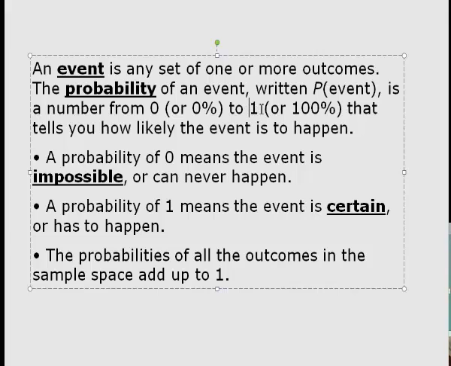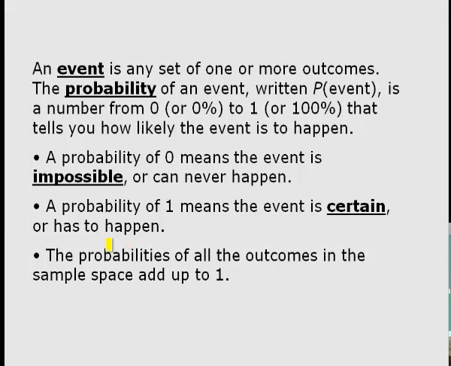So the event is certain if it's a 1, and the closer it gets to 1 means the higher probability it's going to happen. This one's important. The probabilities of all the outcomes in the sample space will add up to 1. We'll use that to find other probabilities as we work along and to check ourselves.